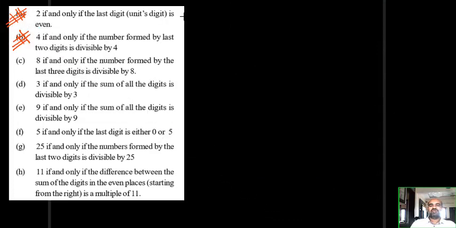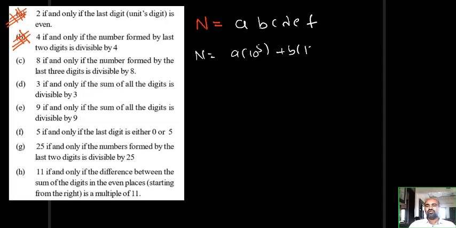Interesting thing, divisibility by 8. Again I want to take n as a 6-digit number. If you wish you can take a 7-digit number or an n-digit number. A, B, C, D, E, F. N can be written as A into 10 power 5 plus B into 10 power 4 plus C into 10 cube plus D into 10 square plus E into 10 plus F.